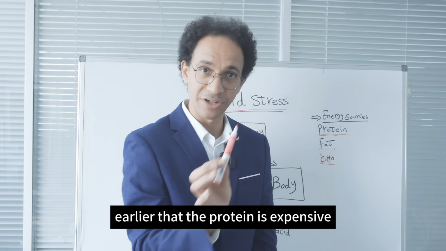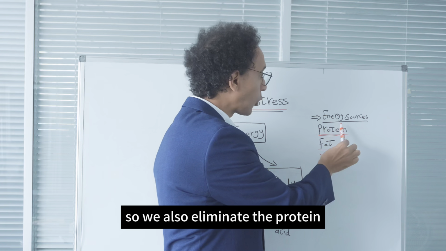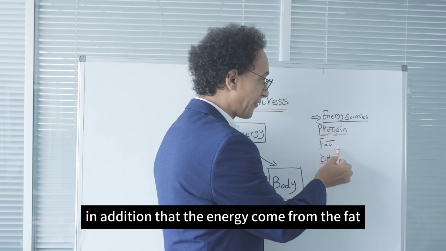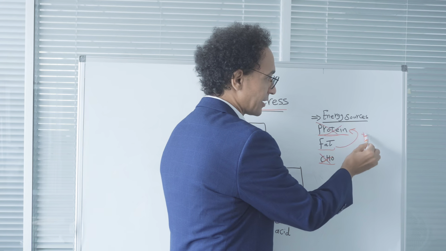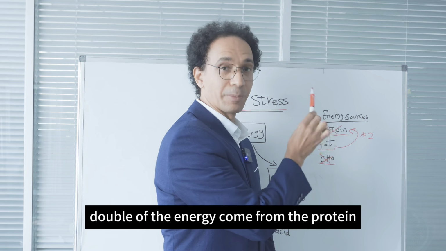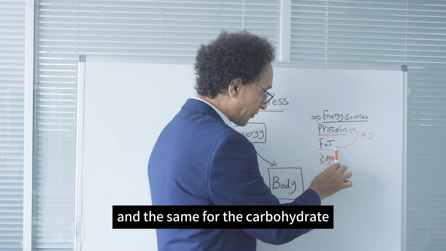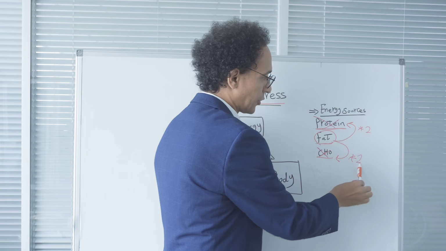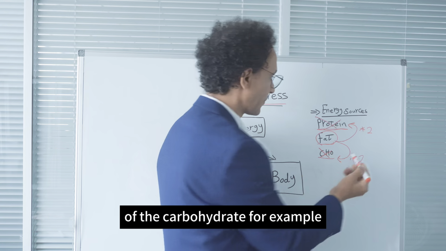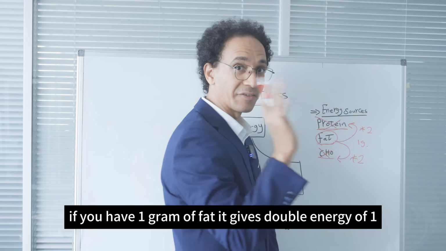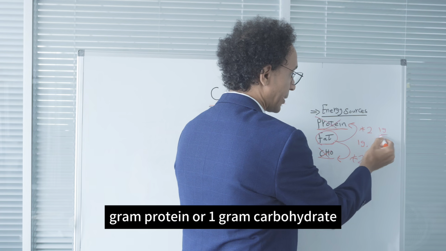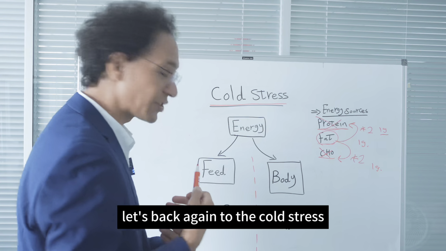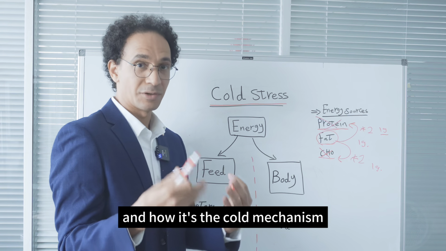And as we mentioned earlier that protein is expensive, so we also eliminate the protein. In addition, the energy that comes from fat is double the energy that comes from protein, and the same for carbohydrate. So fat gives double the energy of carbohydrate. For example, 1 gram of fat gives double the energy of 1 gram of protein or 1 gram of carbohydrate.